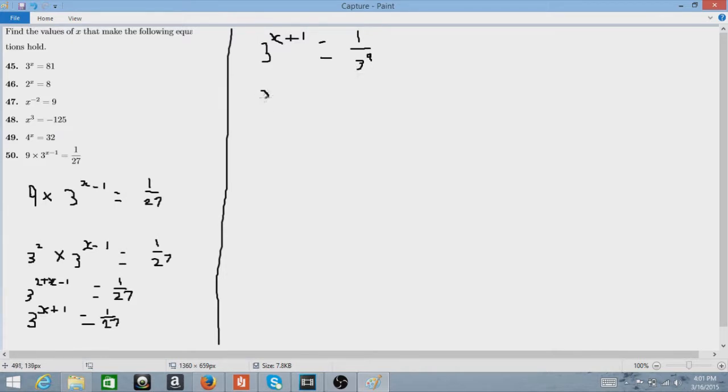I recall the rule now. Remember when I said that when there's a fraction and you're upturning it, you have to change the sign of the indices. So let's make this 3 to the power of minus 3. Since the bases are the same, we will assume that the indices are the same as well. So let's say x plus 1 is equal to minus 3. Therefore, x is equal to, you carry over the 1, x is equal to minus 4.